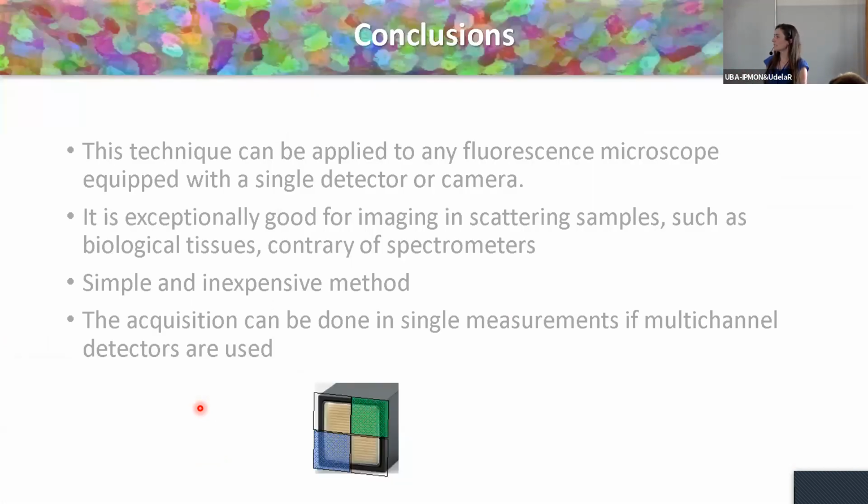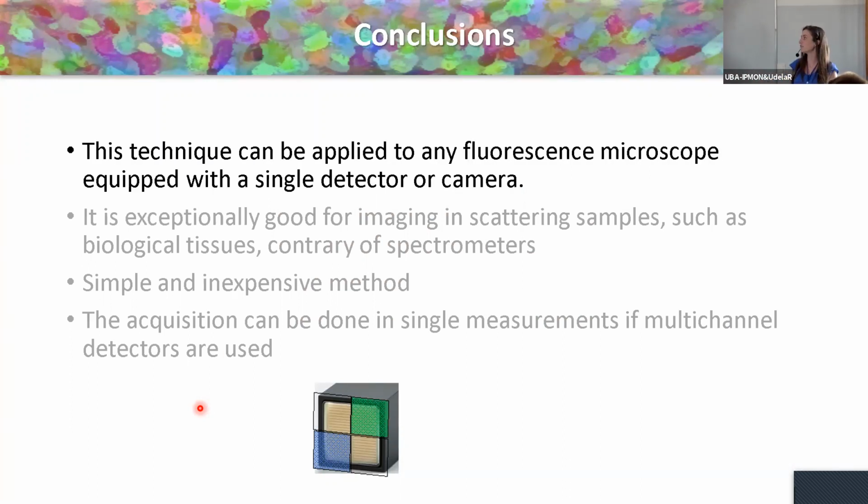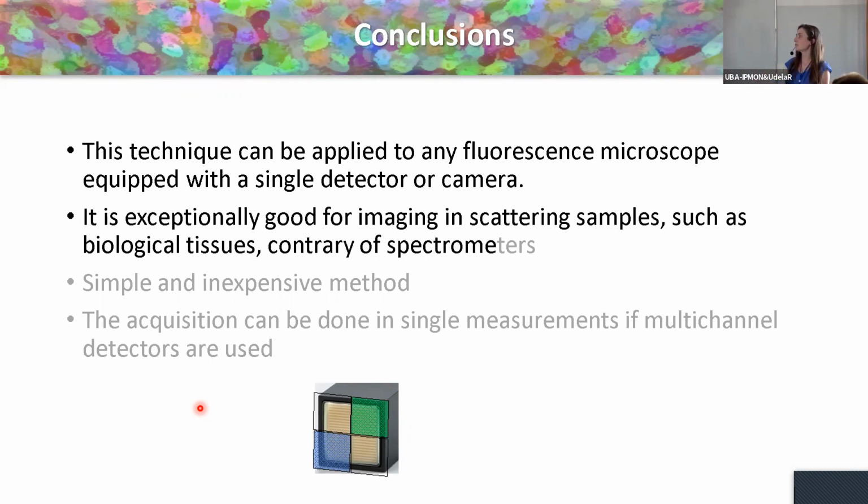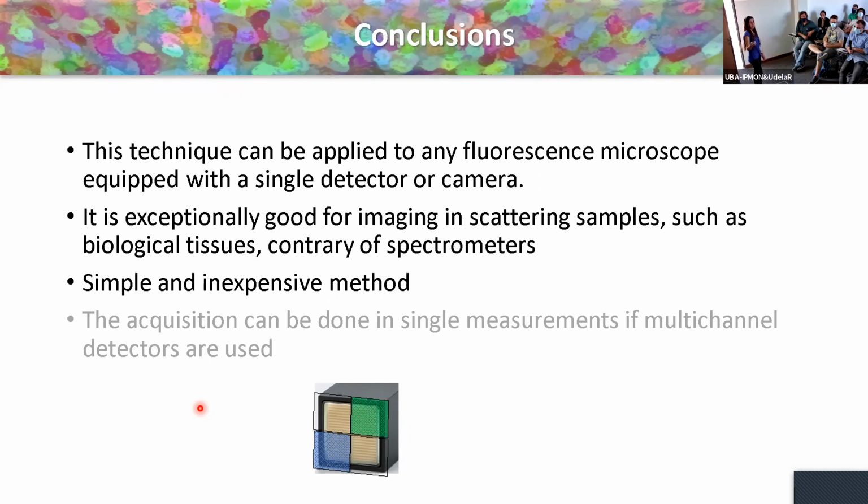So as a conclusion, this technique can be applied to any fluorescence microscope equipped with a single detector or camera. It's exceptionally good with scattering samples, such as biological tissues. It's a simple and inexpensive method, and the acquisition can be done in a single measurement if you have a multi-channel detector.